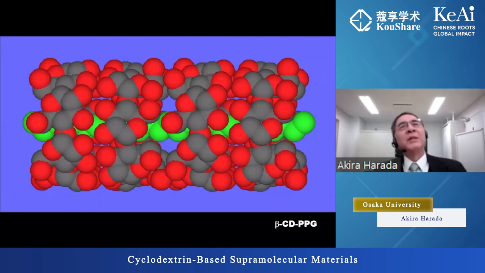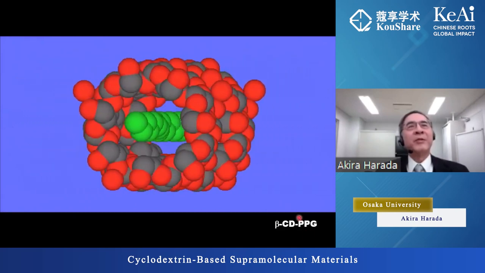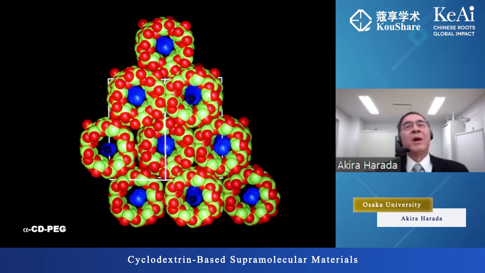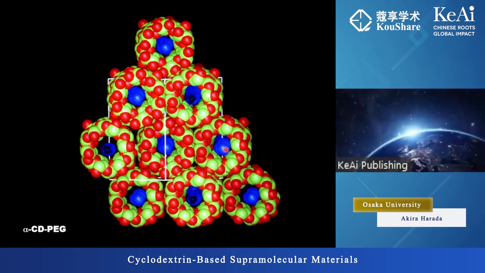Okay, this is a result of an X-ray study of a single crystal of an inclusion complex of beta cyclodextrin with polypropylene glycol. So in this case, again, the polymer chain is included in a tunnel formed by cyclodextrins. And again, this is a side view of an X-ray study of a single crystal of an inclusion complex of alpha cyclodextrin with polyethylene glycol, cross-sectional view. The ethylene glycol chain, shown in blue, is included in a tunnel formed by cyclodextrins.